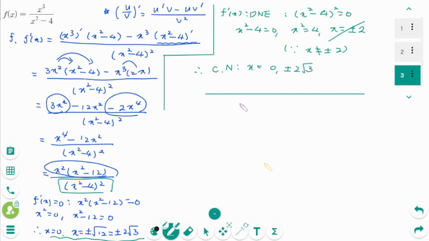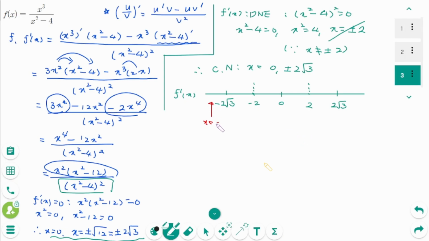There is a number line. F prime of x. 0, minus 2 square root of 3, 2 square root of 3. This is the broken line, minus 2 and 2, because x cannot be plus minus 2.